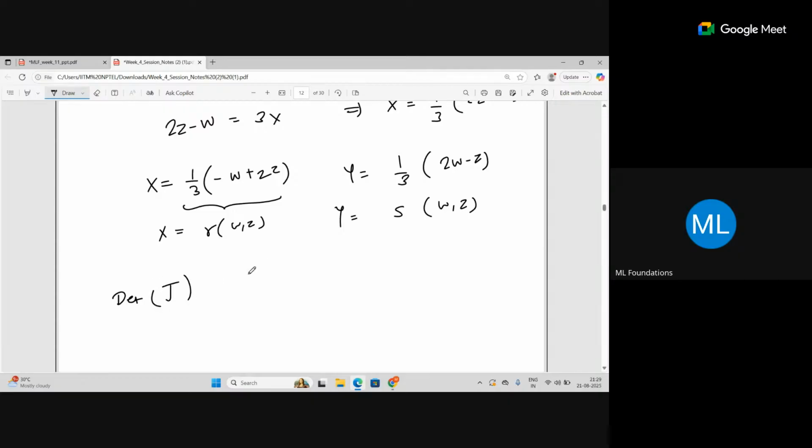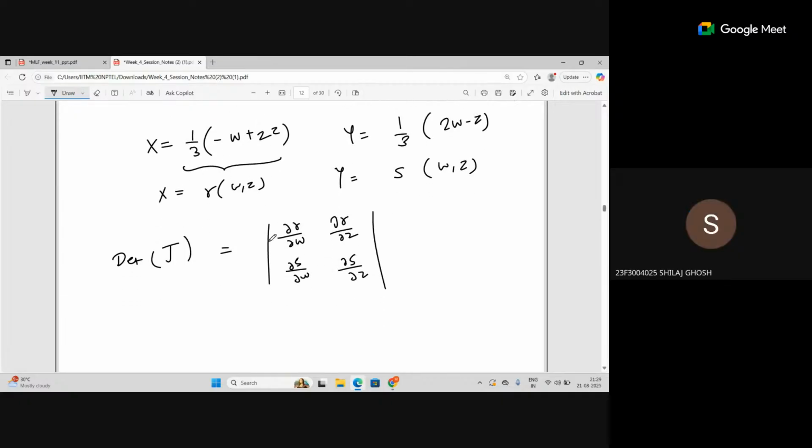This determinant of Jacobian will be what? It is del r by del w, del r by del z, del s by del w, del s by del z. Or in other words, you can say del x by del w also, right? Yes, sir. Because r of w, z is basically x only, so that also is fine.